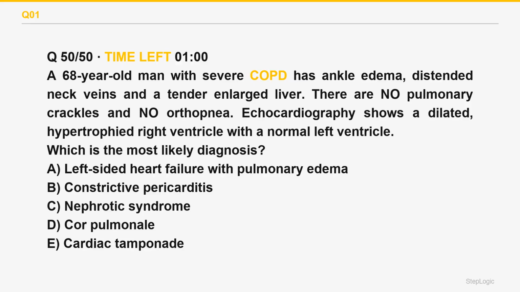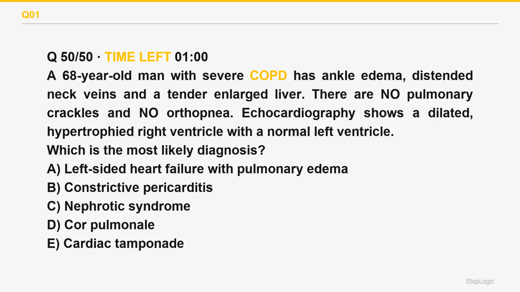Which is the most likely diagnosis? A 68-year-old man with severe COPD has ankle edema, distended neck veins, and a tender enlarged liver. There are no pulmonary crackles and no orthopnea. Echocardiography shows a dilated, hypertrophied right ventricle with a normal left ventricle. Read the command, the most likely diagnosis.